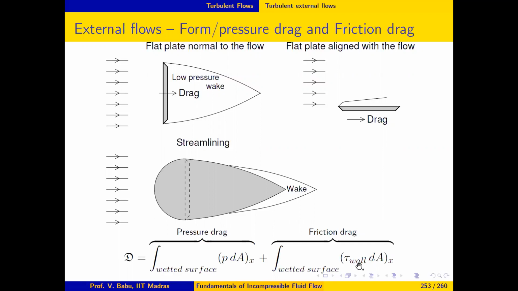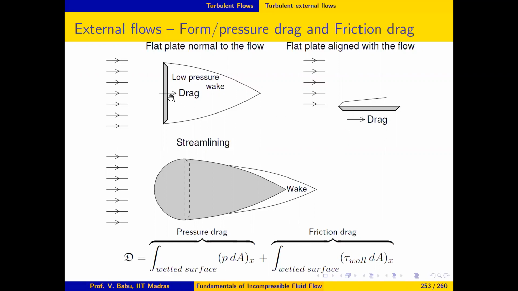In the same manner, the skin friction drag acts tangential or along the surface, and the skin friction stress times the tangential area, x component of that taken around the entire wetted surface gives rise to friction drag. So the two together give rise to the total drag force on an object in the case of external flow. In contrast to internal flows, where there is pressure drop due to frictional forces on the wall, but there is no pressure drag.